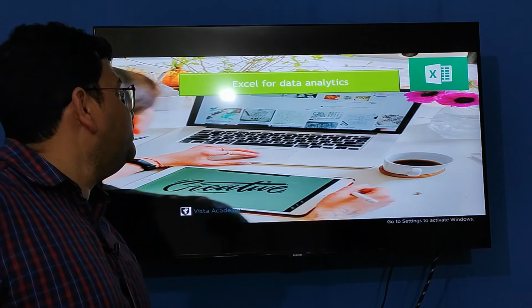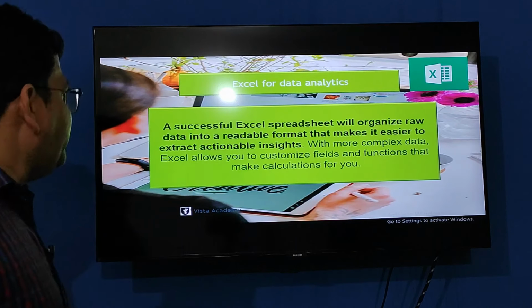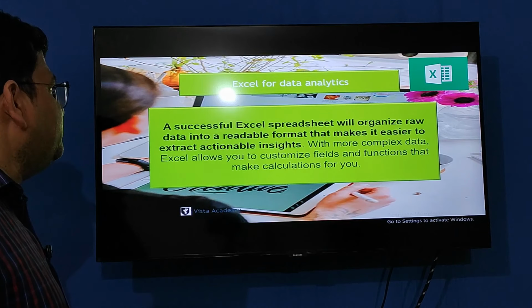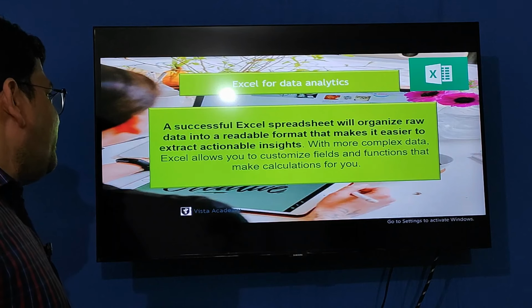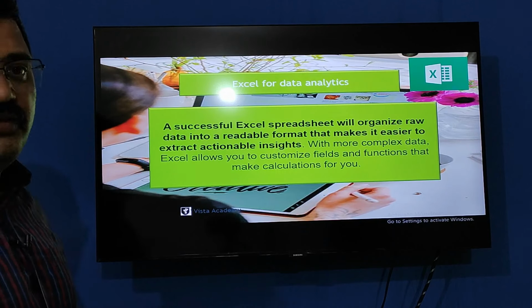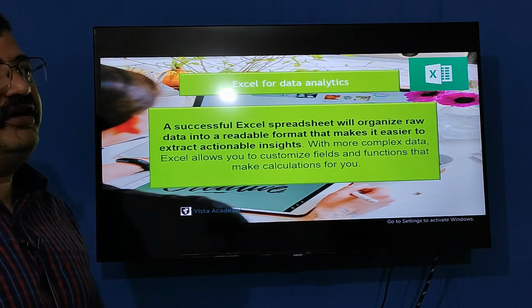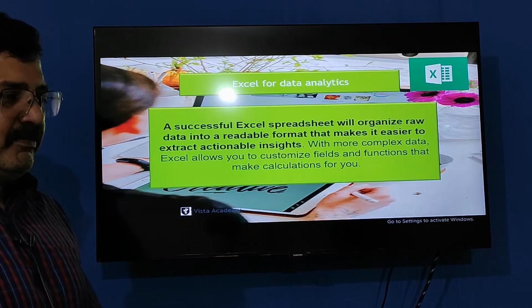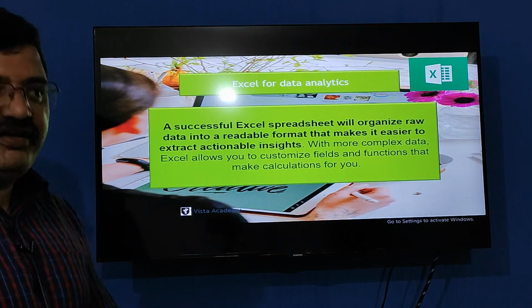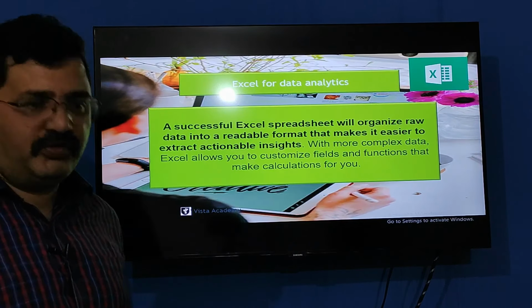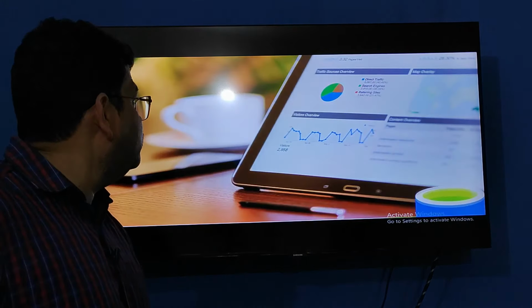Then you will learn Excel for data analytics. Why should you learn Excel? A successful Excel spreadsheet will organize raw data into a readable format that makes it easy to extract actionable insight. With more complex data, Excel allows you to customize fields and functions that make calculations for you. Excel has a lot of formulas. You will learn all those formulas and implement them to find the right data and analyze it. You can even make sheets and dashboards in Excel. All these things will be helpful.